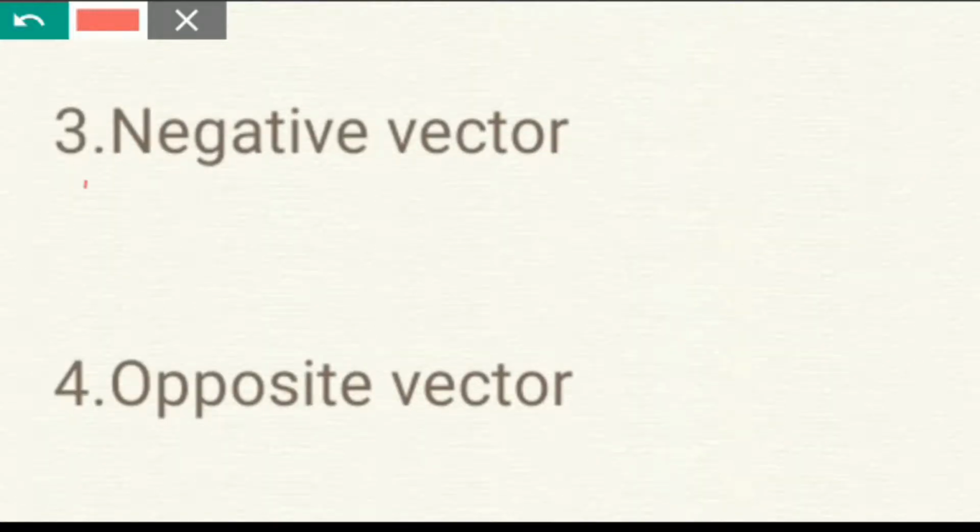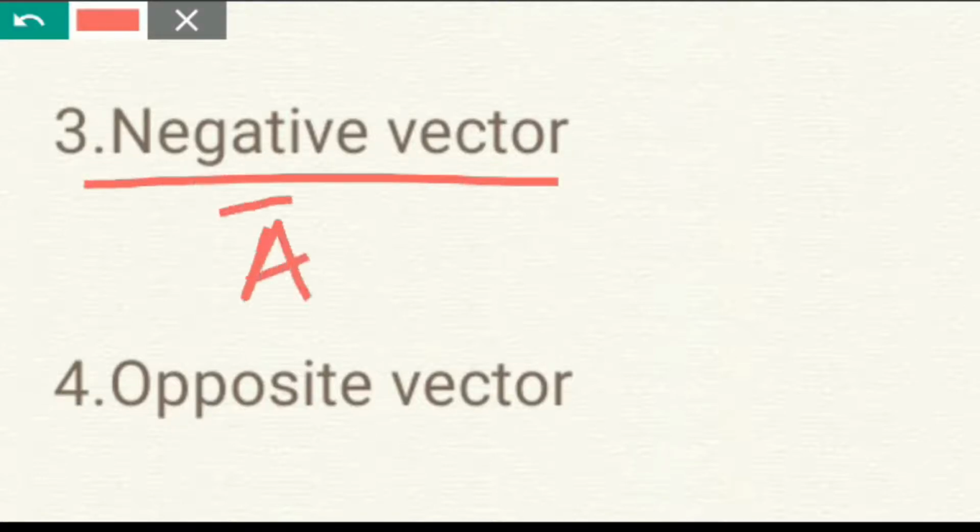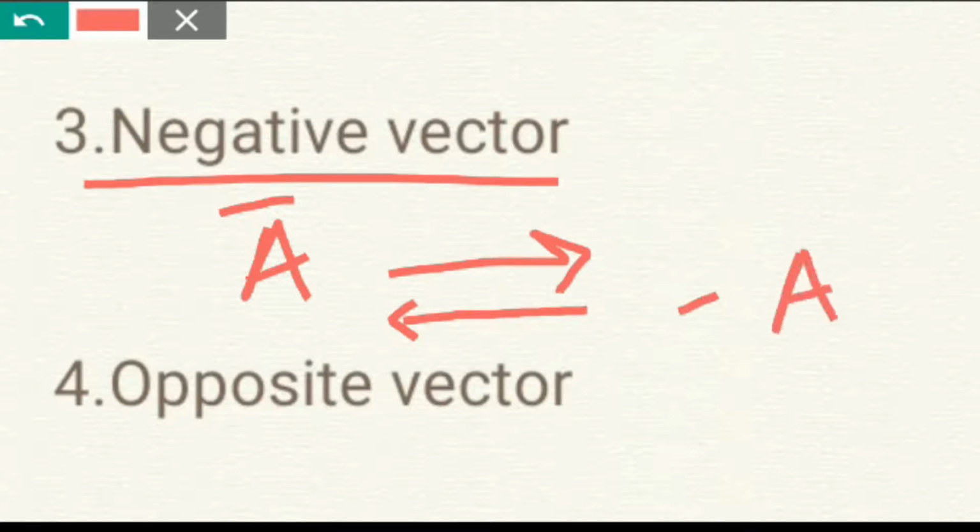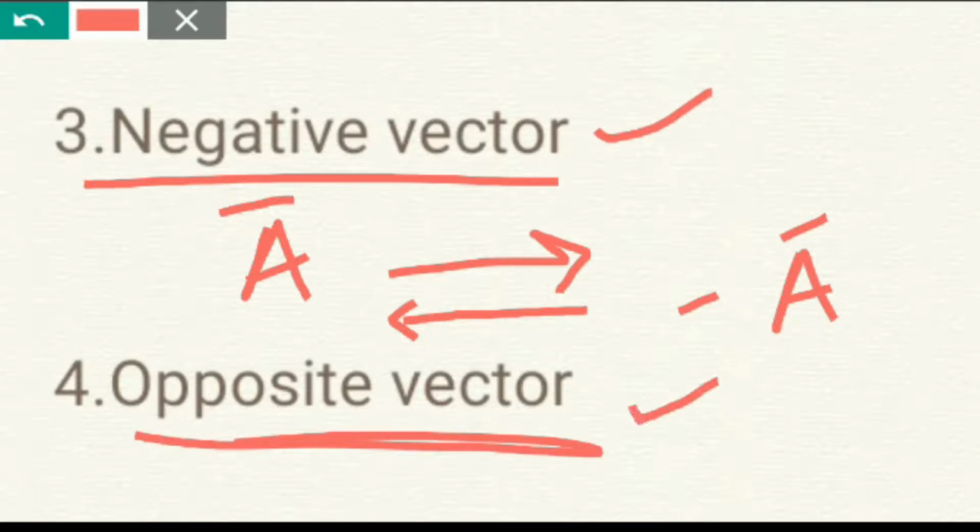Then another type of vector is the negative vector. Suppose A is a vector in this direction, and there is a vector of the same magnitude but with direction opposite to that. That is called the negative of vector A, or we can also call it the opposite vector. So negative vector and opposite vector are the same vectors, just the names are different.